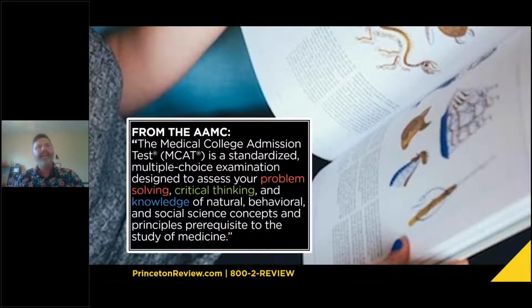So the AAMC is very clear about what they see as the purpose of the MCAT. In fact, when you take the MCAT, you have to sign that you're expressly taking this for medical school, which is interesting. So if anybody ever tells you that they help people prepare for the MCAT and they haven't applied to medical school, if they tell you they have actually taken the MCAT, that is incorrect.